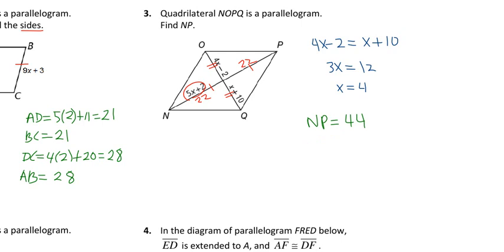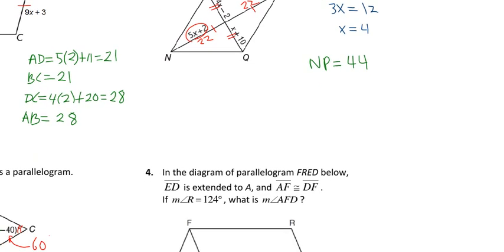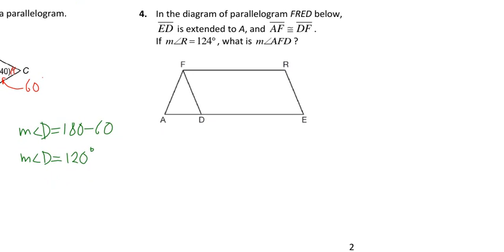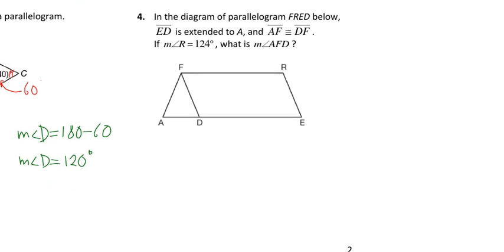And the next one, it's another type of problem that you should be able to solve using the properties of the parallelogram. A classic example of a Regents question. And it says, in the diagram of parallelogram FRED below, ED is extended to A and AF is congruent to DF. If the measure of angle R is 124 degrees, what is the measure of angle AFD?